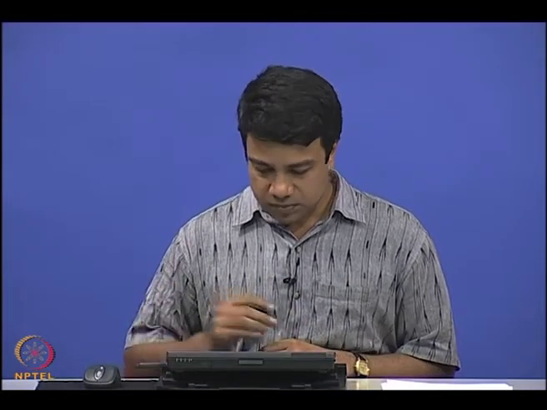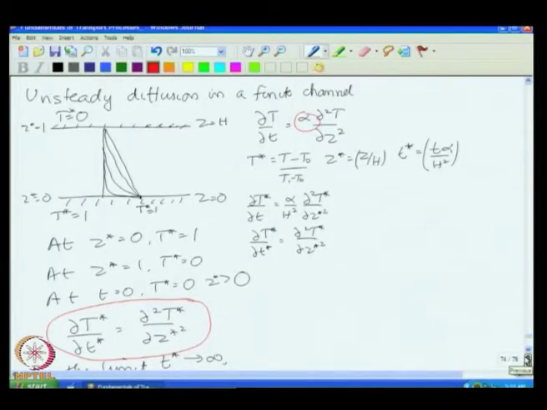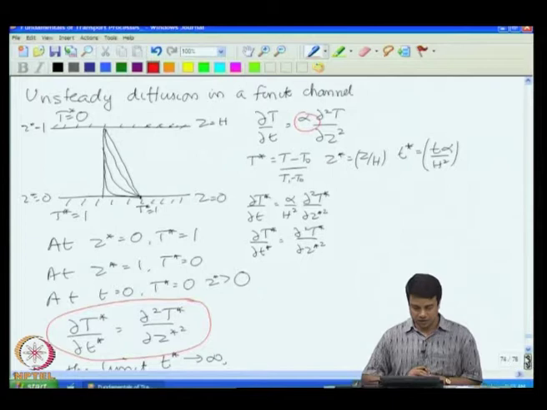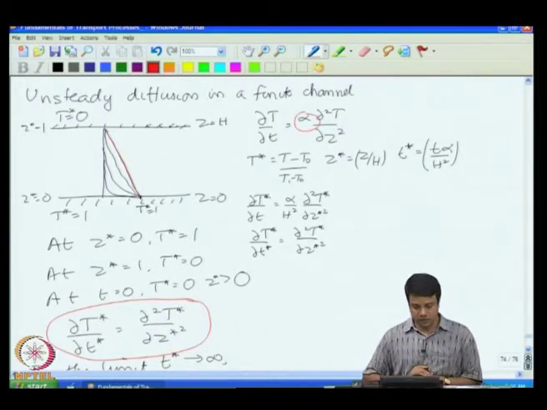Okay. So, the problem that we were considering was as follows. This was unsteady diffusion in a finite channel. I have two plates at 0 and h. The temperature at the bottom is 1, the temperature at the top is 0 in scaled variables. In the final steady state, one would expect that the temperature, in the limit t going to infinity, reaches a linear temperature profile, where the temperature varies linearly with position.